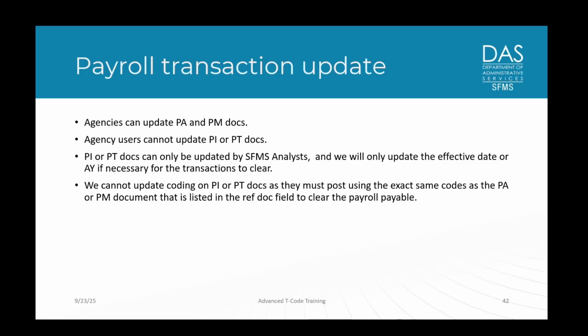So in summary, agencies can update documents PA and PM. Agency users cannot update documents that start with PI or PT. PI or PT documents can only be updated by an SFMS analyst, and we will only update the effective date. I want to highlight this. Please do not request to update any other coding because we are not allowed. We do not have authority. We do not have access to update other fields except the effective date.